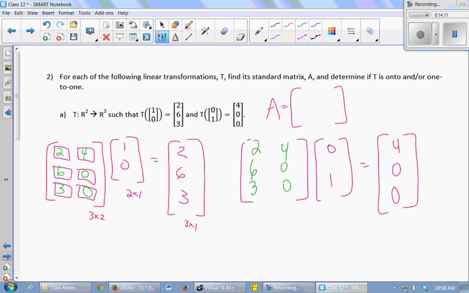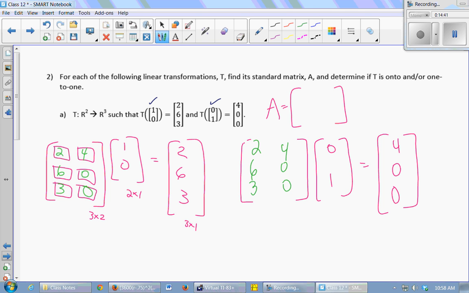So the lesson here is that if you know what T does to these unit vectors, we call them E sub i's, you know what the standard matrix is. Okay, it is completely determined by what T does to these unit vectors in the xi direction.